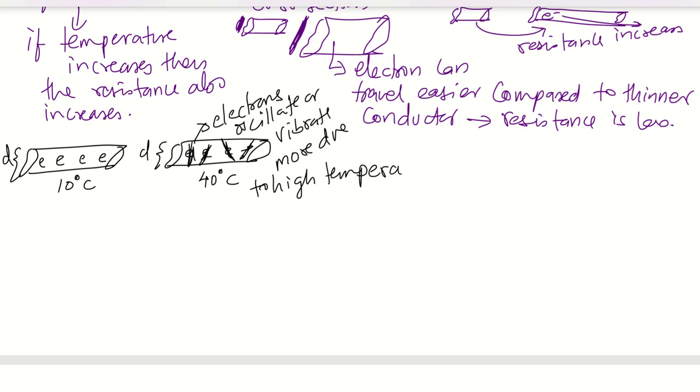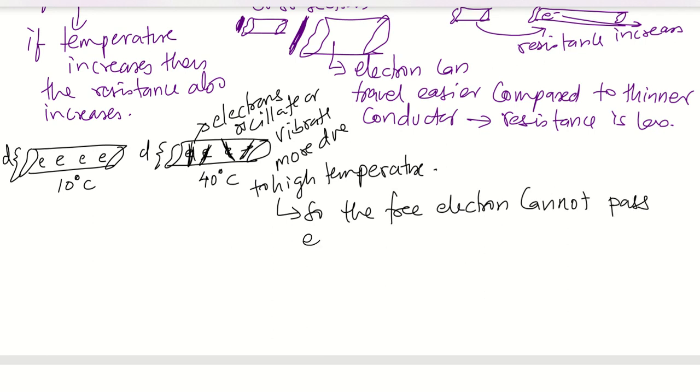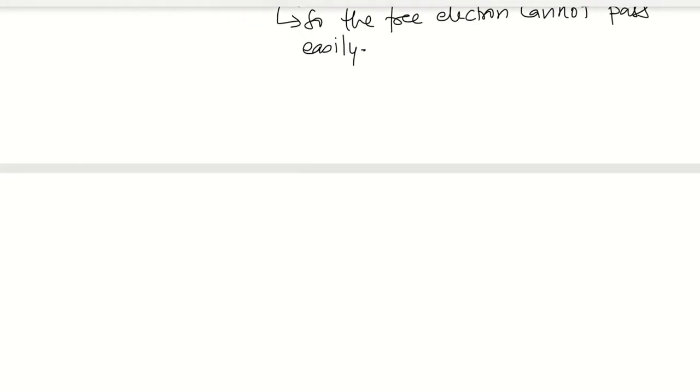Now because of this, what happens? Temperature. So the free electron cannot pass easily. Because if something is moving very fast inside, then this electron cannot go, right? It is not easy for it to go. So the resistance increases. These are the three factors that affect the resistance of a wire. All right. Now coming to the next part of this.